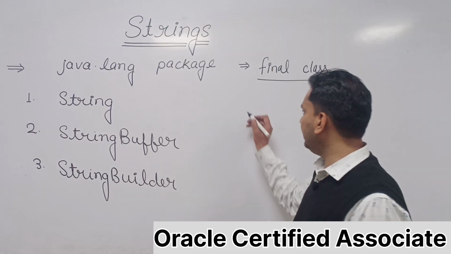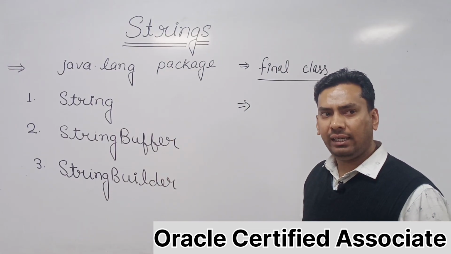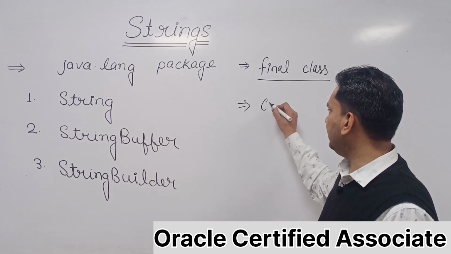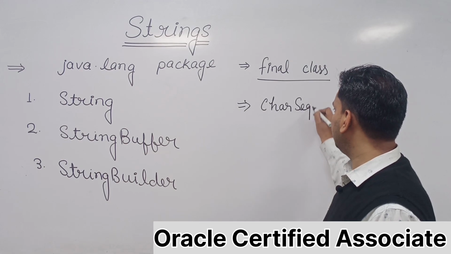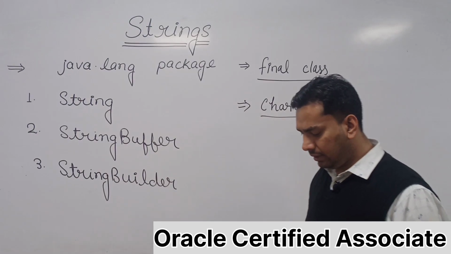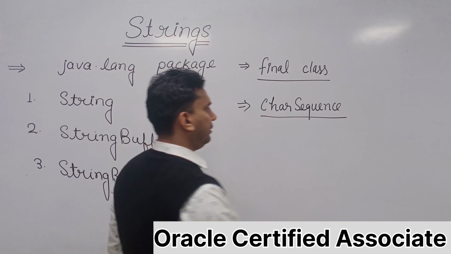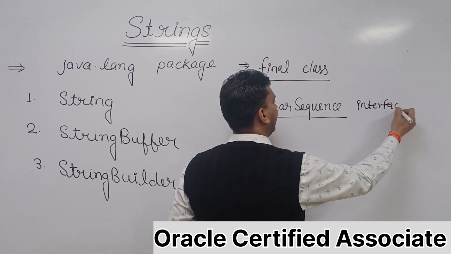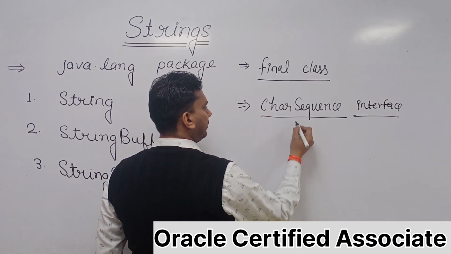The third important point is that these classes inherit some interfaces, and out of them there is one interface called CharSequence. So all these classes are inheriting the CharSequence interface, right? So these are the common features of all three classes. Is it clear?